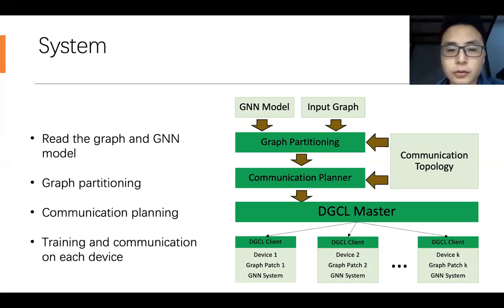At the beginning, DGCL reads the input graph and GNN model from users, and then it partitions the graph and plans the communication. The DGCL master sends the subgraph and communication plan to the DGCL clients so that they can communicate with each other according to the plan. Finally, the GNN system can do the training as on a single GPU and use DGCL for the communication. Therefore, DGCL is general for different GNN systems.